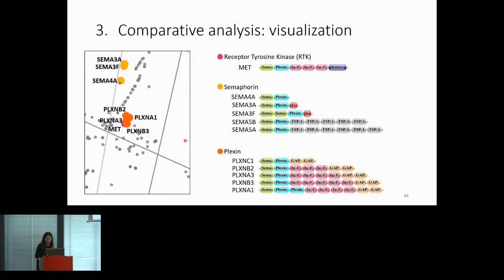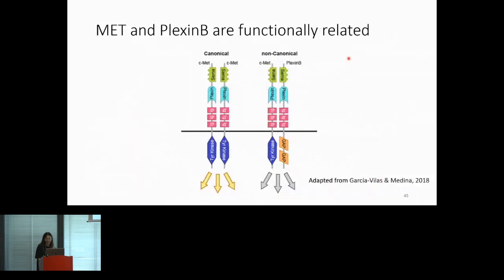And this raises questions about the functional relationship between MET and semaphorin and plexin. Well, in fact, they are functionally related. MET and plexin B have identical domain architectures except for the intracellular domains. MET is involved in a number of different pathways. For its canonical pathway, it dimerizes with itself. And in one of the non-canonical pathways, it actually binds plexin B and triggers downstream signaling.